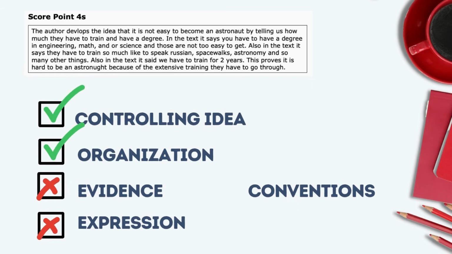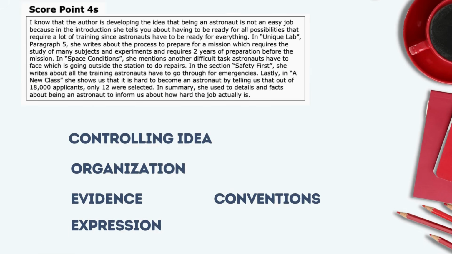Their expression of ideas is basic because they're very general, and a lot of this is due to it's very short and they don't thoroughly explain the ideas. But they did get a 2 on their conventions because they showed some consistent command of conventions. They had just a few errors in capitalization and spelling, but it did not impact the clarity of their writing.